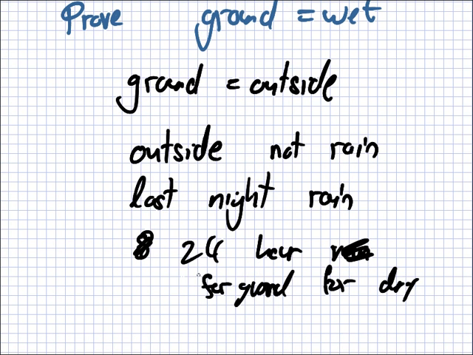Now, let's say you agree with me it takes 24 hours for the ground to dry. Let's say that's true. And then let's say last night it rained. That statement is true. And let's say outside it's not raining now. Is it right for me to say the ground is dry? No. Is it right to say the ground is wet? Yes. Is it raining outside? No.